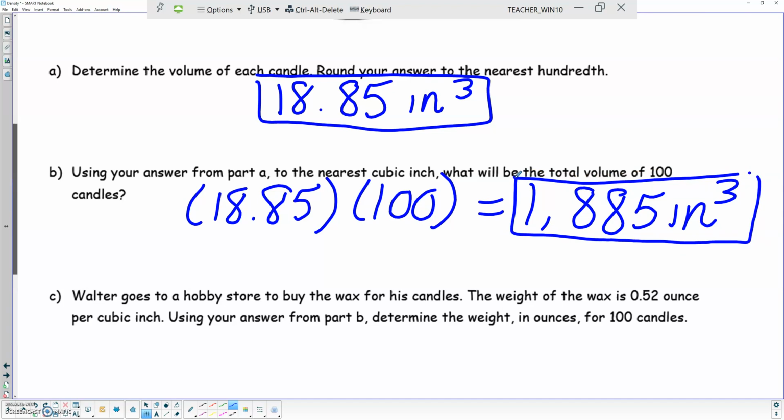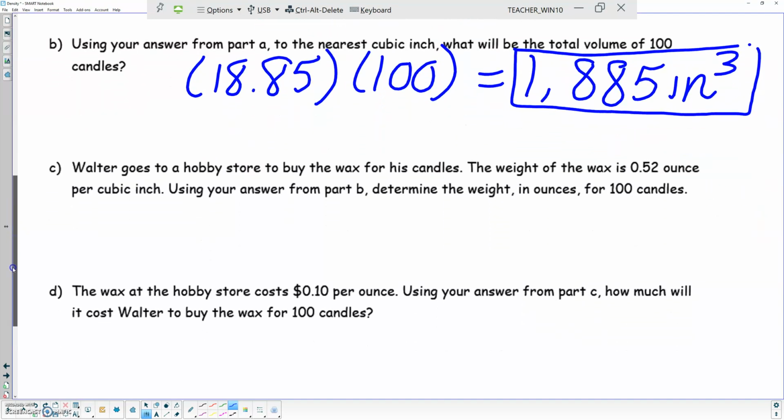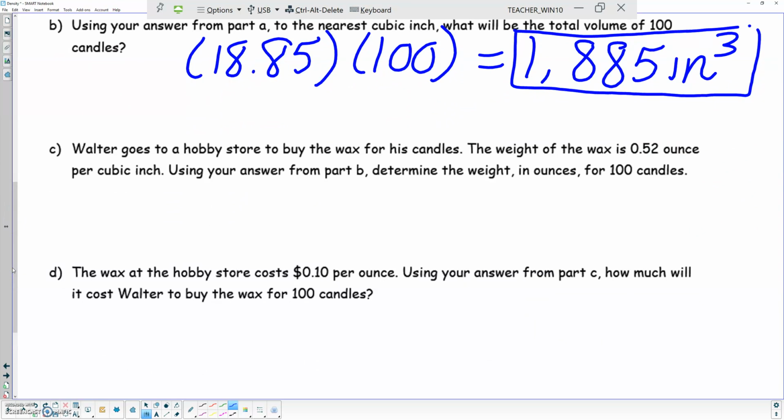Okay, part C. Walter goes to a hobby store to buy the wax for his candles. The weight of the wax is 0.52 ounces per cubic inch. Using your answer from part B, determine the weight in ounces for 100 candles.